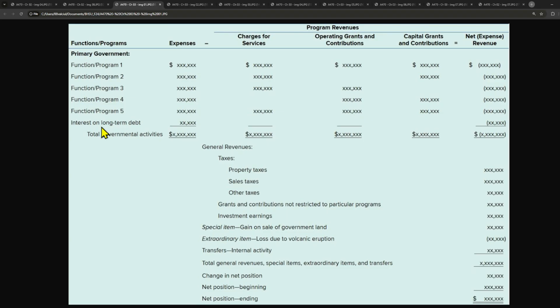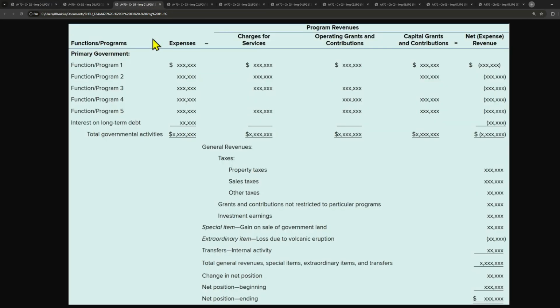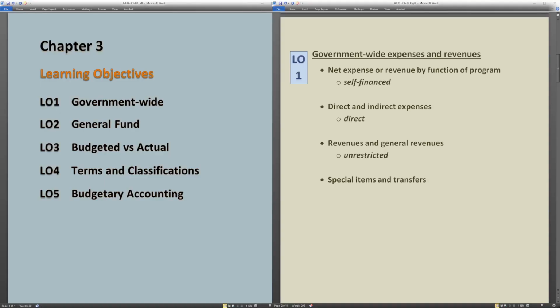Now the question is, what is depreciation? From a government-wide level, again, remember, from a government-wide level, depreciation is a direct expense. That's one of the items here that we fill in, right? It is a direct expense. And that's because depreciation is a cost allocation for a long-term asset.